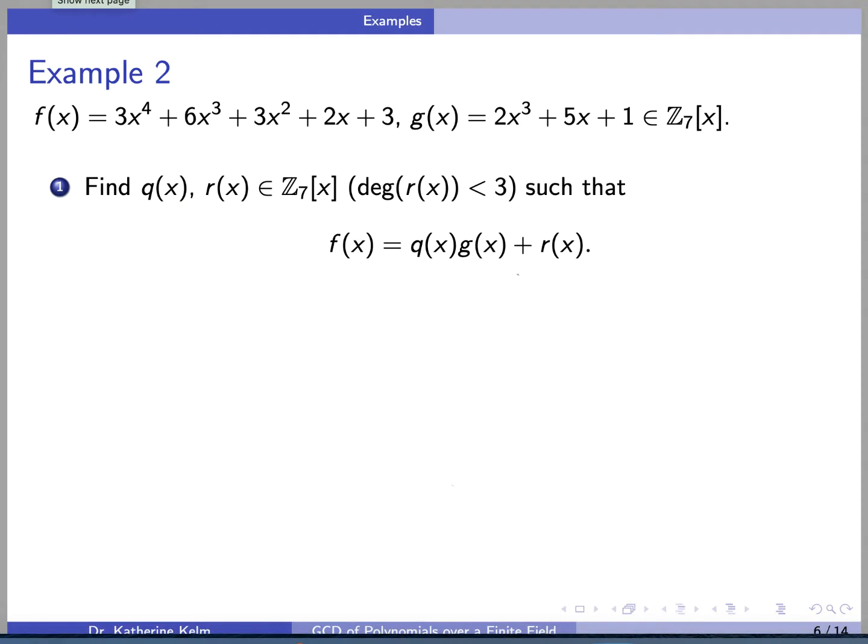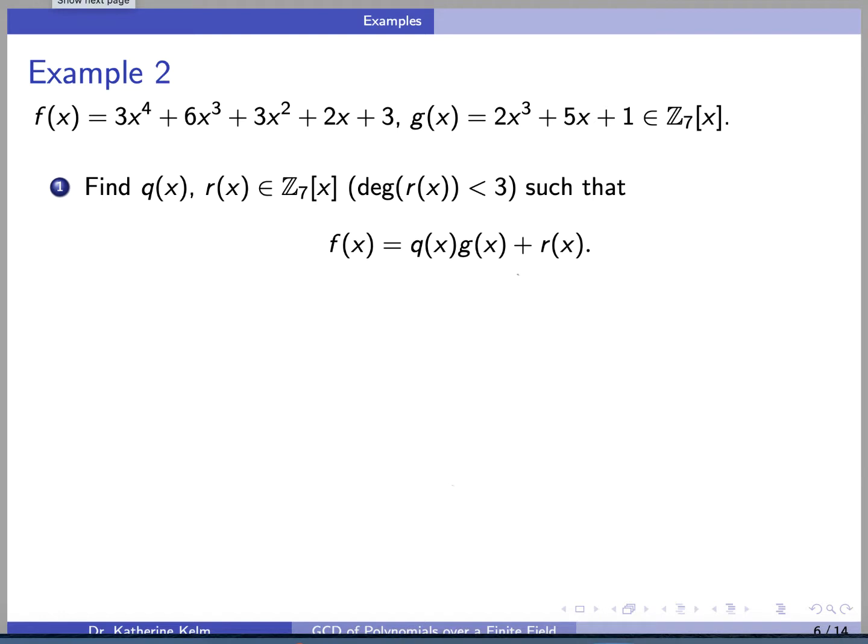For our next example, let f(x) equal 3x to the 4th plus 6x cubed plus 3x squared plus 2x plus 3, and let g(x) be equal to 2x cubed plus 5x plus 1, considered as polynomials with coefficients in Z_7.